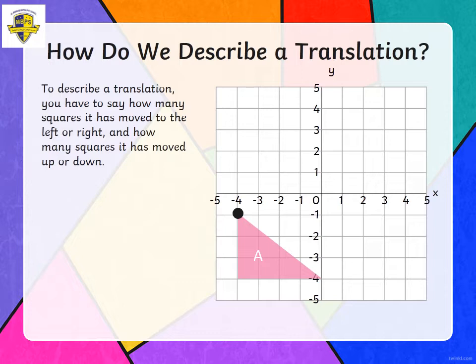All of you can see that triangle, the pink one. This is A, and there is a black point. Who can tell me the coordinates for this black point? Excellent. This is -4 for x and -1 for y. So now after we do the translation, we want to check this black point and describe what happened to this one. Let's check.